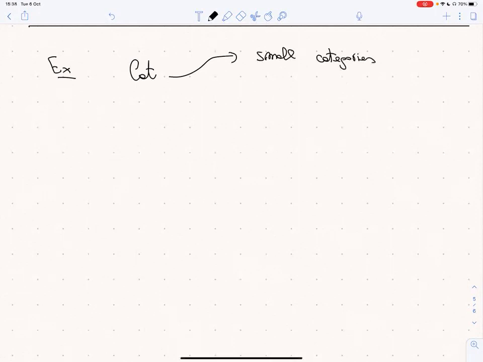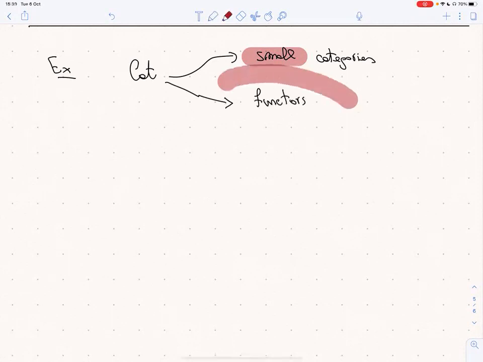So when I say small category, I mean that the objects are a set, okay? So this is the category of small categories and functors. And this here, it's very important. I haven't defined what's a functor, so I will finish this example in a moment.